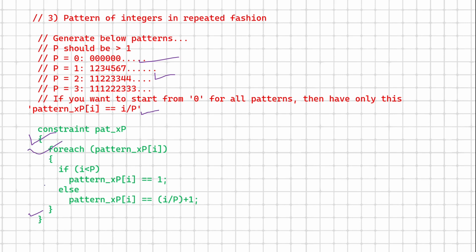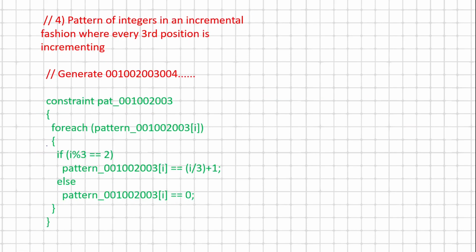So as our for each loop is there as always, if i is less than p, because i is 0 now, so i is less than p, so the answer is 1. Else our pattern is i by p plus 1: 1 by 1 plus 1 means 2, then 2 by 1 plus 1 is 3. So it is a very simple question. So it generates the pattern 1 2 3 4, and similarly if p is 2, it will repeat 1 1 2 2 3 3 4 4. So you can understand this with the help of these two lines. With an if else condition, we can generate this pattern.